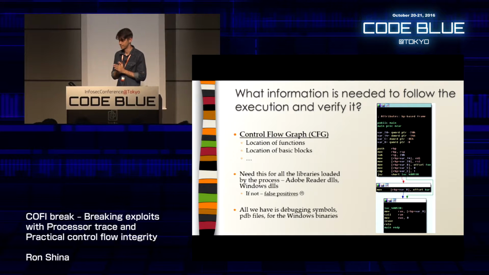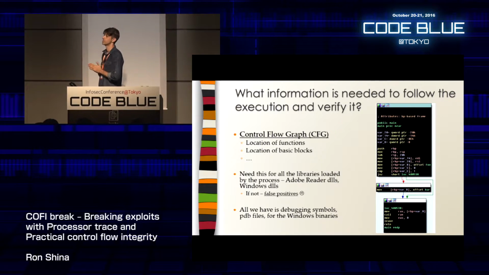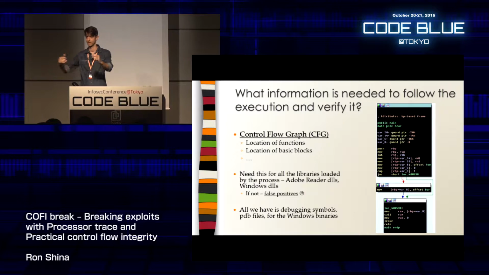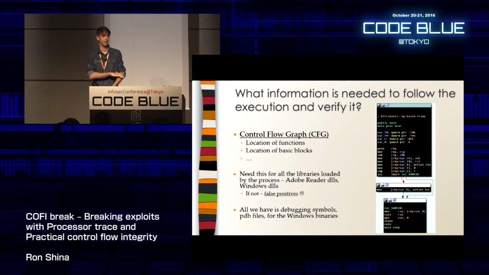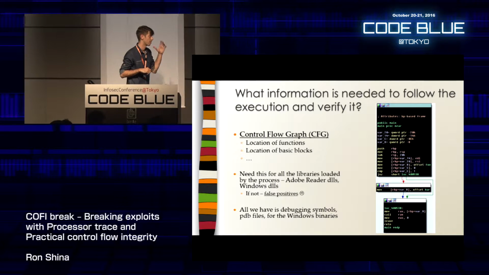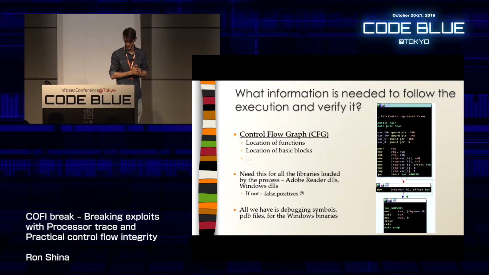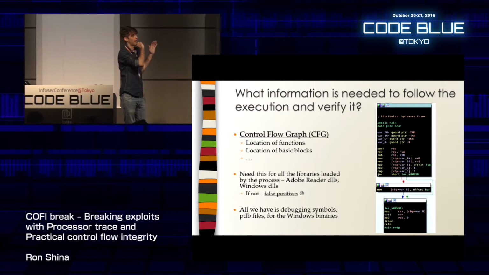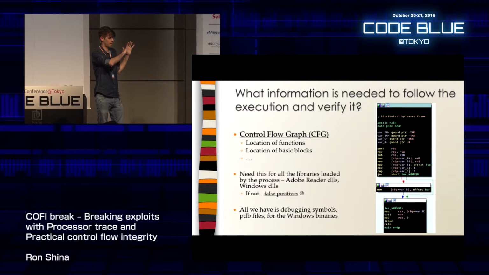But what would you need to do that verification? So you would need the control flow graph. So that would be a graph with nodes consisting of basic blocks, or you could think of basic blocks and functions. And you need to know where those are, right? Because let's say you suddenly see an instruction pointer. You need to know.